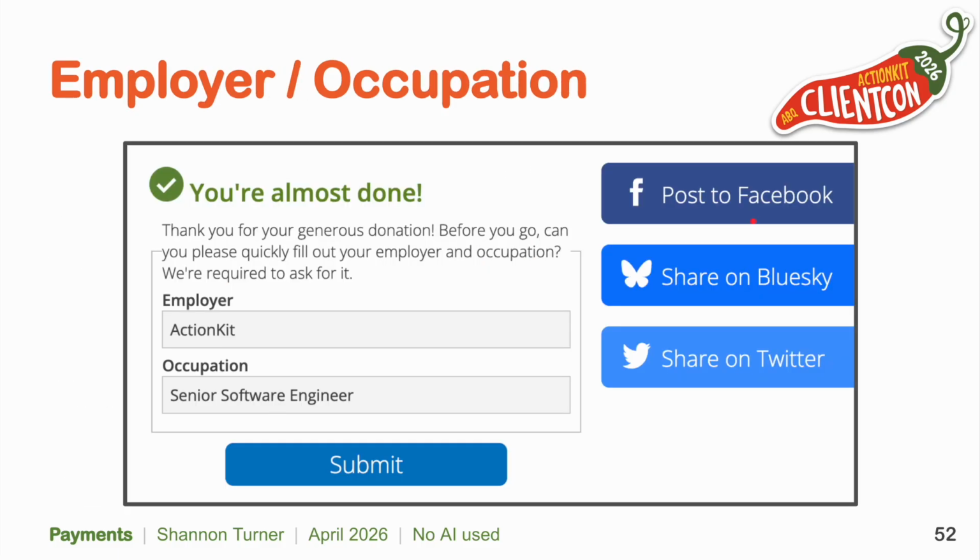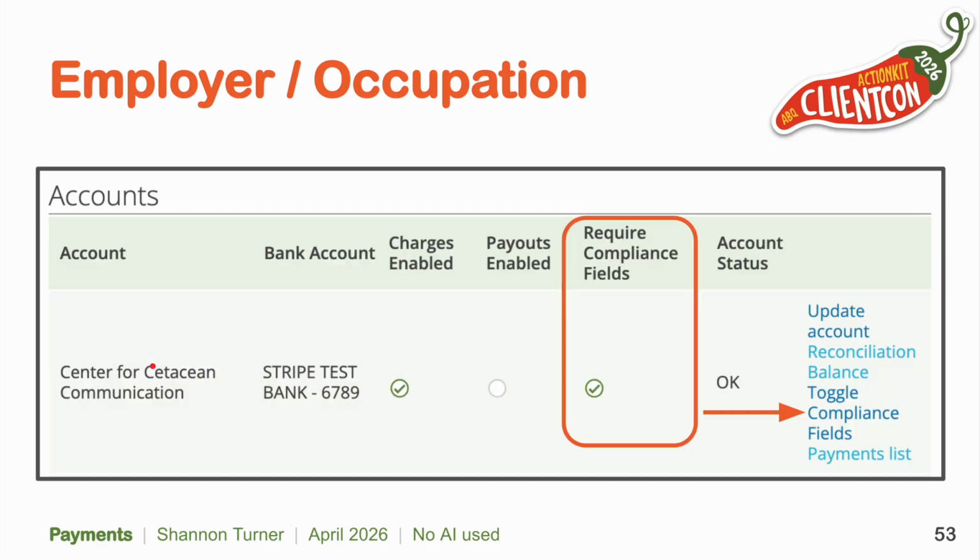Next up, we've moved the employer and occupation fields to the thank you page to make it even easier to collect your donations and increase those conversions. So if you're required to ask donors for their employer and occupation, you can ensure that you're asking users there. Setting this up is pretty quick and easy.